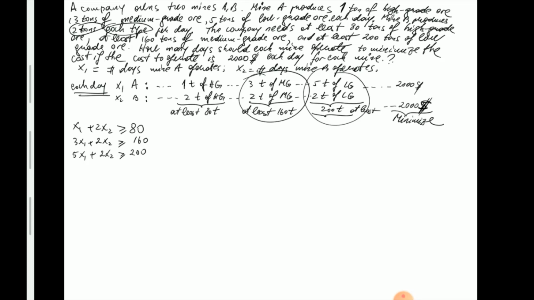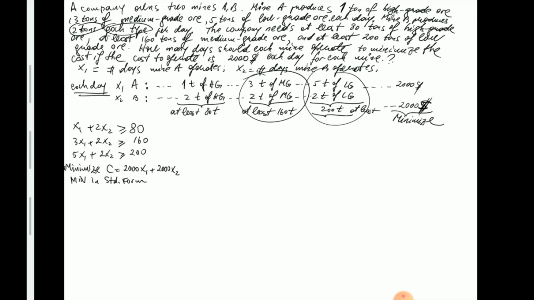And we need to minimize the cost, which is $2,000 per day. So that means the number of days for each mine is multiplied by 2,000. So we need to minimize 2,000 x1 plus 2,000 x2. So notice this is already a minimum problem in standard form.